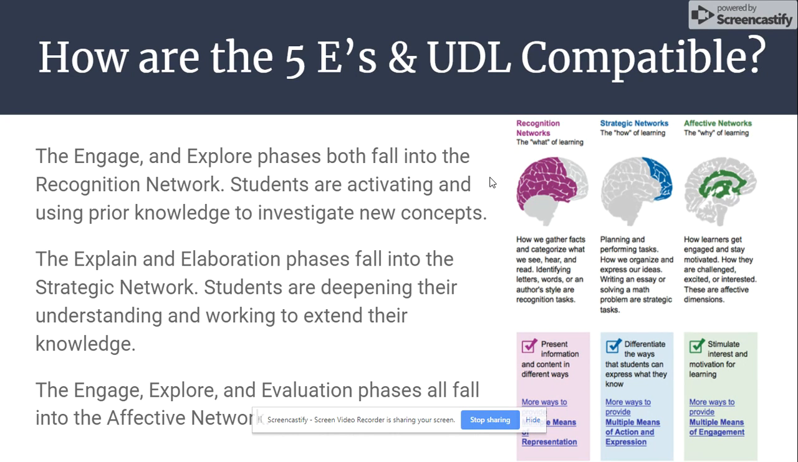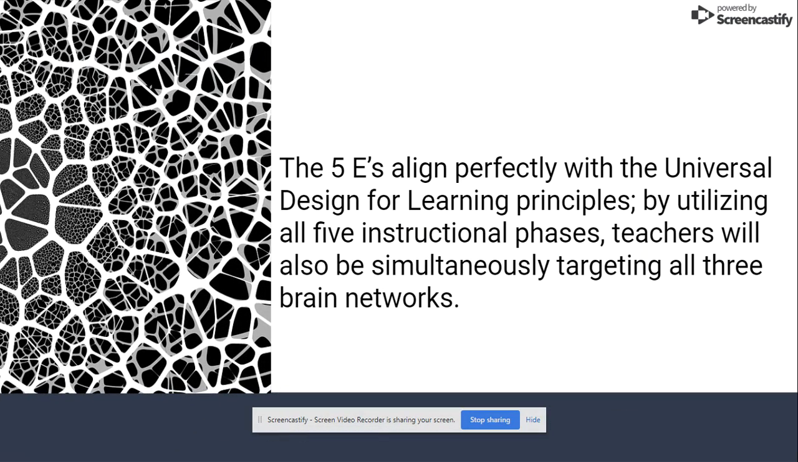So if you do choose to teach using the 5 E's model, you can also address the needs of all learners using the Universal Design for Learning principles. They align perfectly, and again, if you do choose to use this instructional model, you should be able to meet the needs of all learners because you will be able to target each brain network and eliminate barriers for learning.